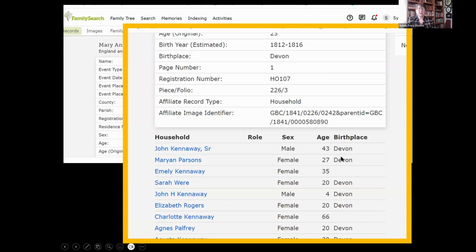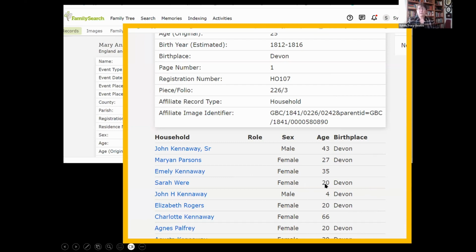But we have John Kennaway Sr., who's 43. We have Marianne Parsons, and she's just listed as a female, 27 years old. She may be a relative. She may not. She may be a servant within the household. We have Emily Kennaway, 35 years old, so she could be Mrs. Kennaway, the spouse of John.